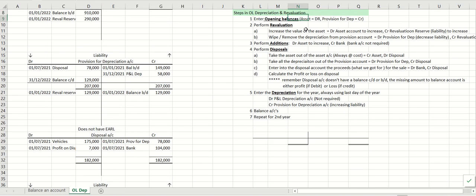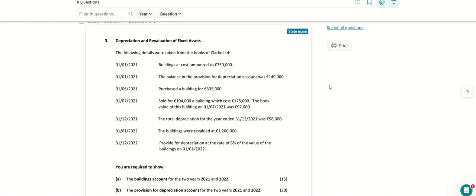Okay, so when we do a revaluation, there's two parts. The first part is we're going to increase the value of the asset. So part 2A over here, increase the value of the asset. You debit the asset account, credit the reval account. The second part, I call it we wipe the depreciation. So you're getting rid of all that depreciation. You debit the provision account to decrease it, and you credit the revaluation reserve. And that's our reval done.